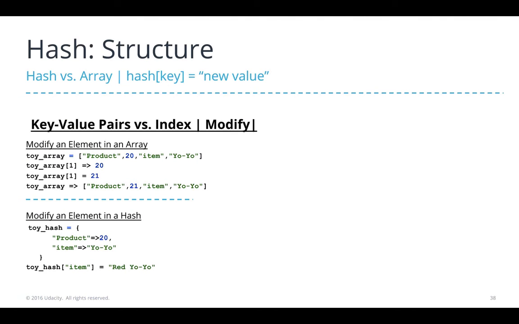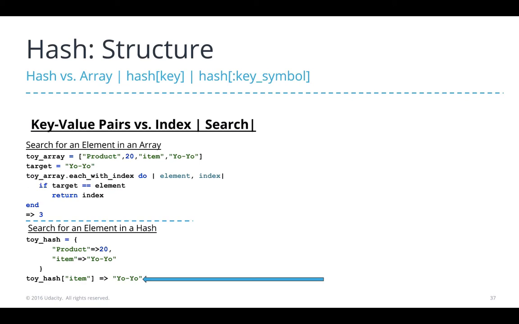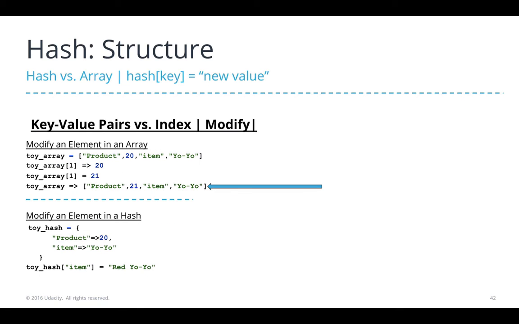Let's examine how we would modify an element in a hash and compare that against how we would modify an element in an array. Once again, we have a toy array, which is pointing to an array of 4 elements: product as string, 20 as number, item as a string, and yo-yo as a string. If we examined the index 1 of this array, 20 would be returned. To reassign this value, we simply call on toy array index 1 and reassign its value. Now toy array is made up of 4 elements: product as a string, 21 as a number, item as a string, and yo-yo as a string.